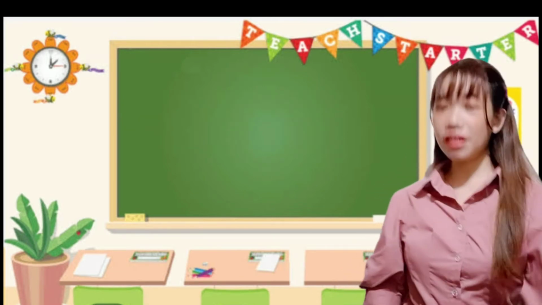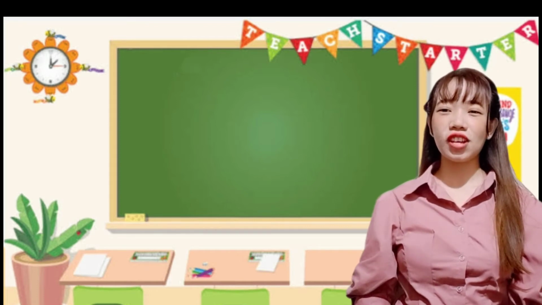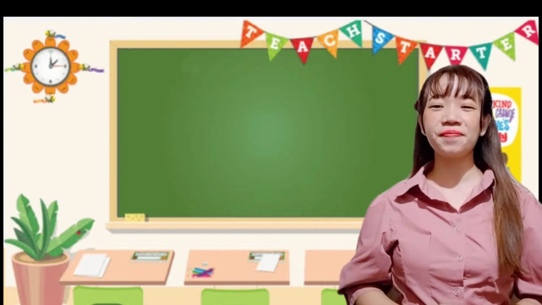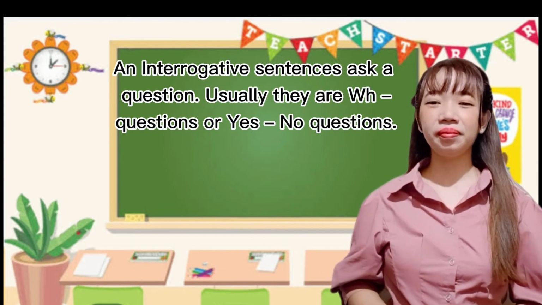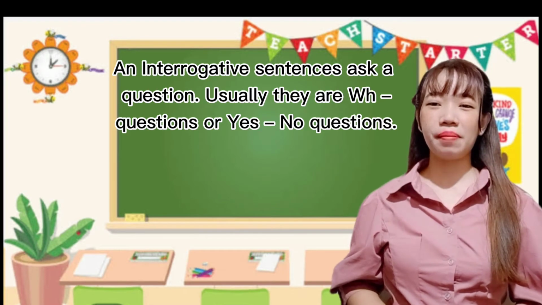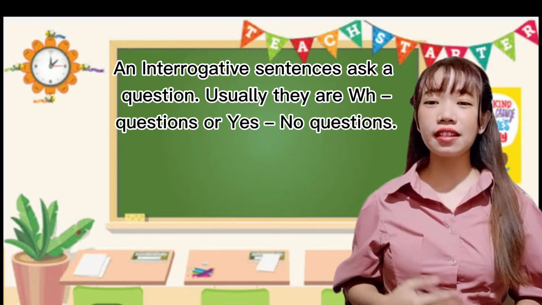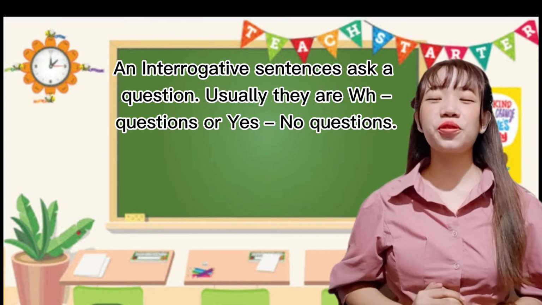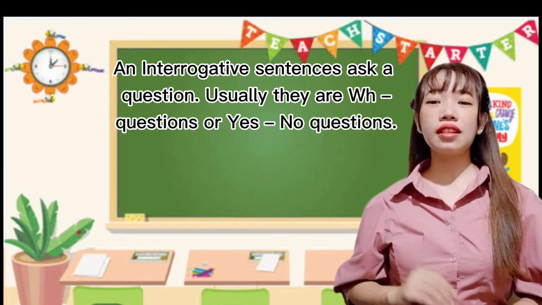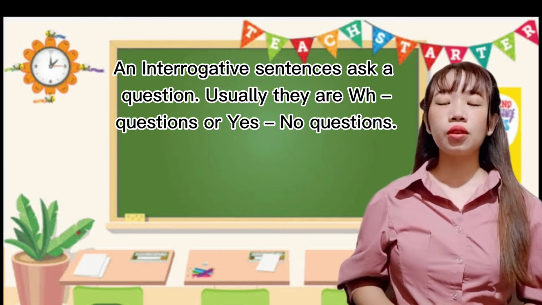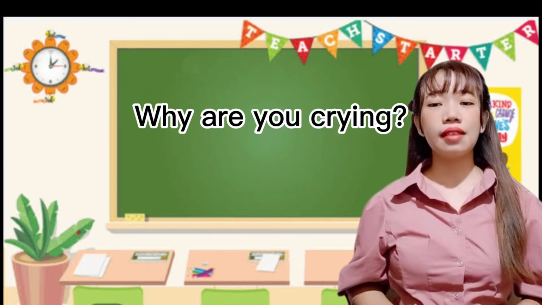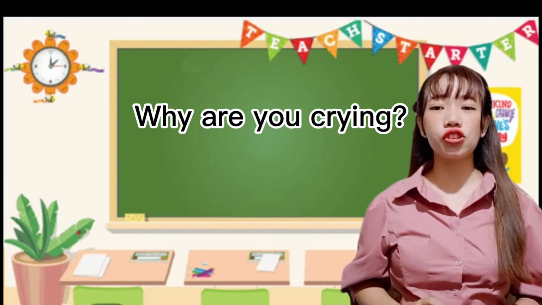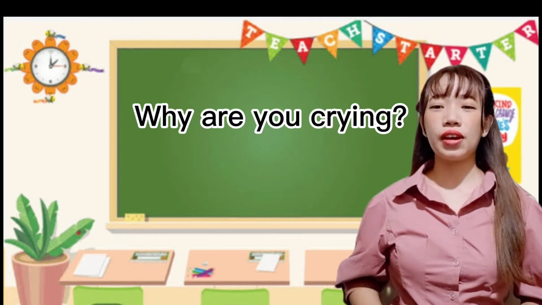Fantastic. Let us proceed to the second type of sentence, which is the interrogative sentence. Will you please read the definition? Yes, Abigail. Very good. Thank you, Abigail. So when we say interrogative sentence, it asks a question and it ends with a question mark. Very good. So the sentence you have read earlier, why are you crying, is an example of an interrogative sentence because it asks a question and it ends with a question mark.